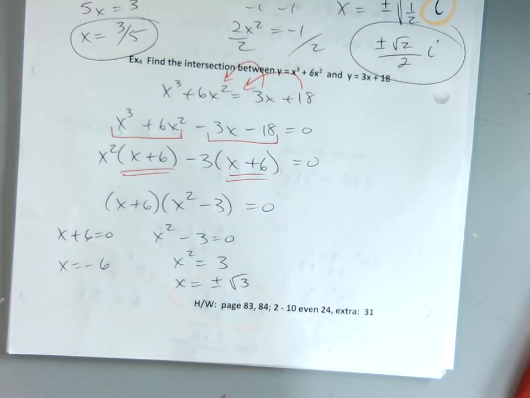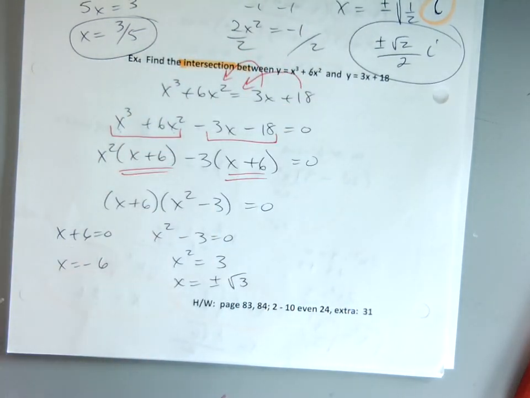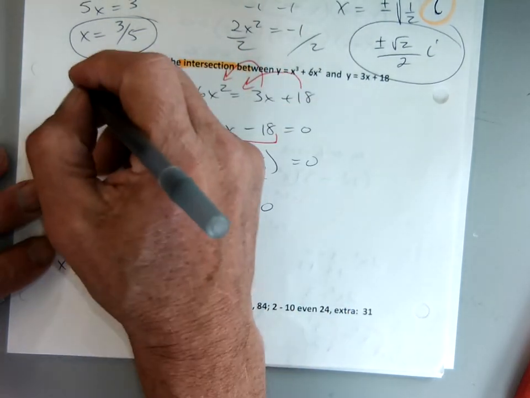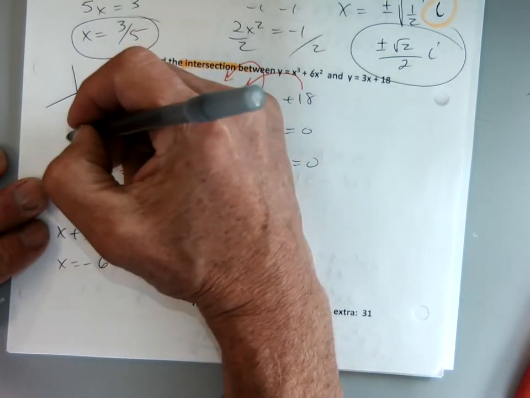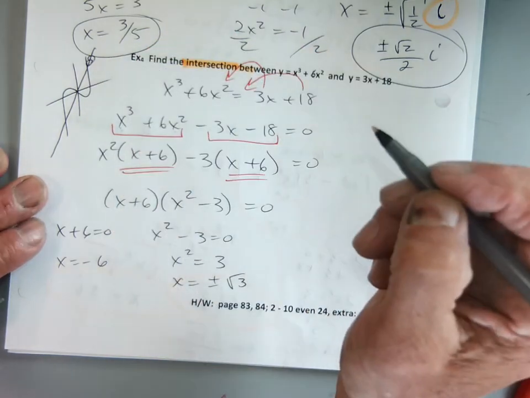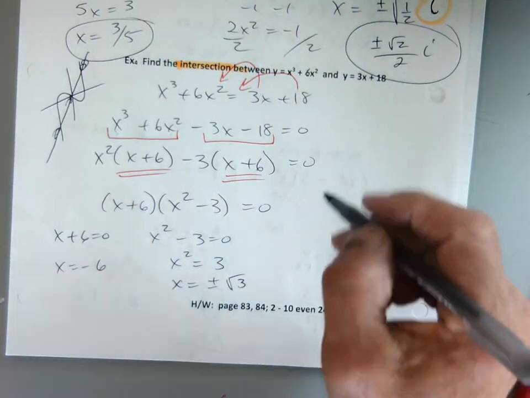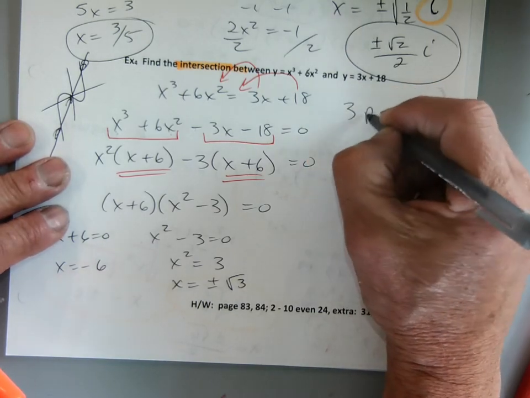But we're not done, because the question said originally, find the intersection. So it really is a graph. The graph looks something like this. I'll show you. It's going to go something like this, and then it's going to go something like that. So it's got 3 points of intersection somewhere, right? So we need points. So we have 3 points.